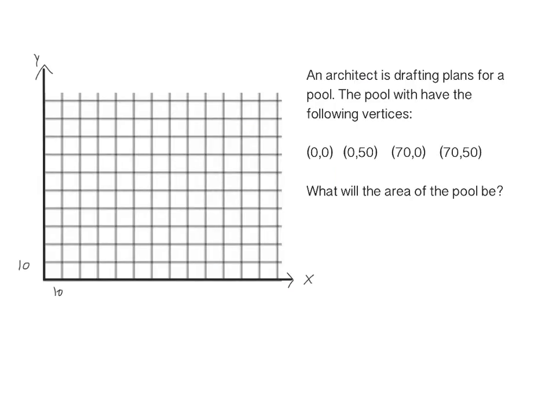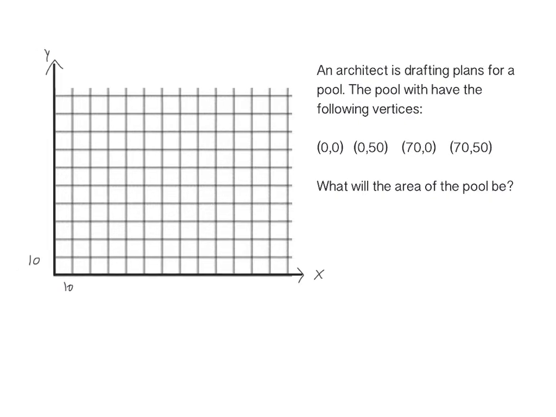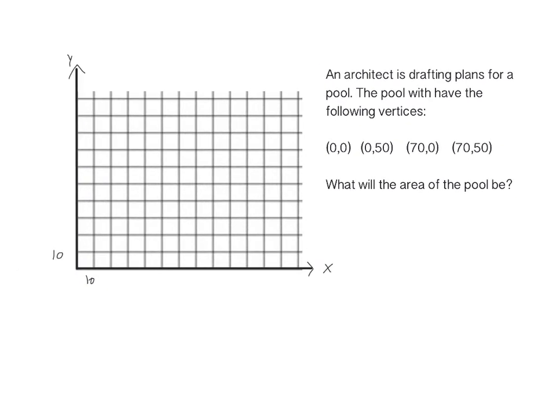Alright, so let's check out this problem. An architect is drafting plans for a pool. Okay, the pool is going to have the following vertices: (0, 0), (0, 50), (70, 0), and (70, 50). What is the area of the pool going to be? Alright, so we got to graph these vertices, but we need to realize something. Both of our axes here are going in tens, okay? They're going by tens. And let's say it's feet in both directions.